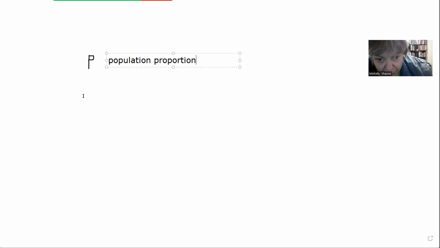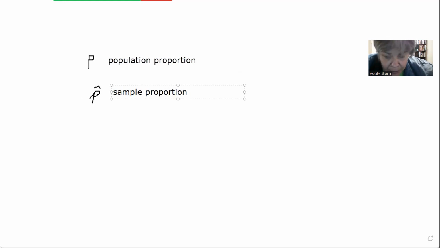And then we have something called P hat. P hat is a P with a symbol on top of it, like this little circumflex on top of it. That's called P hat, and that is the sample proportion. Now, in this particular section, these distinctions are going to be really important.